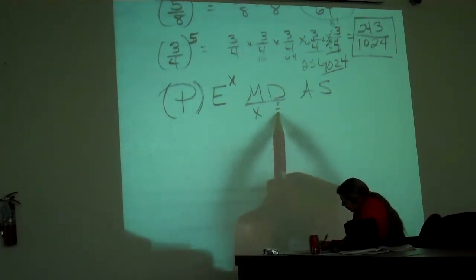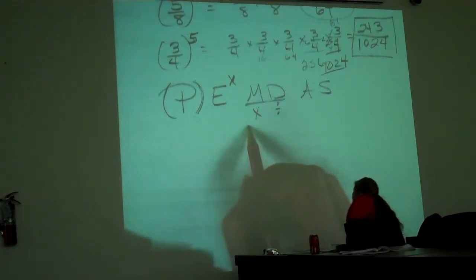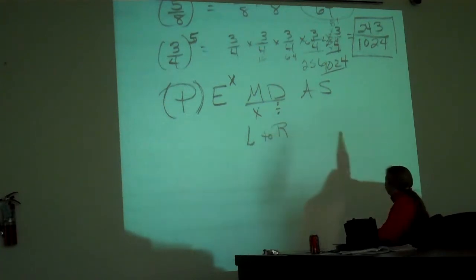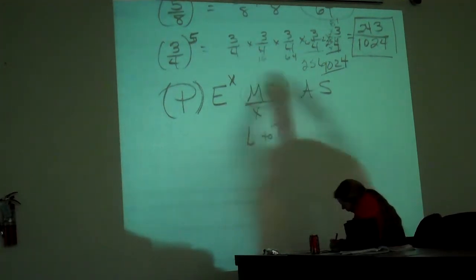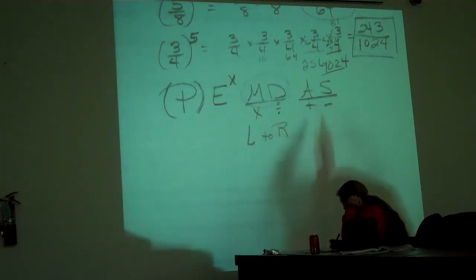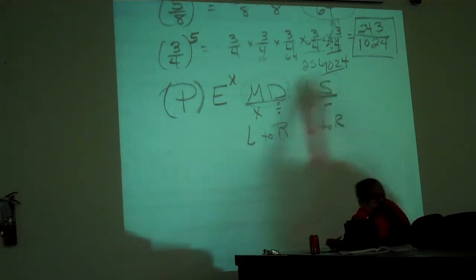How do you do multiplies and divides? Left to right. You don't do all the multiplies and then the divides. You go left to right. These have the same power. Adds and subtracts, how? Left to right. They have the same power.